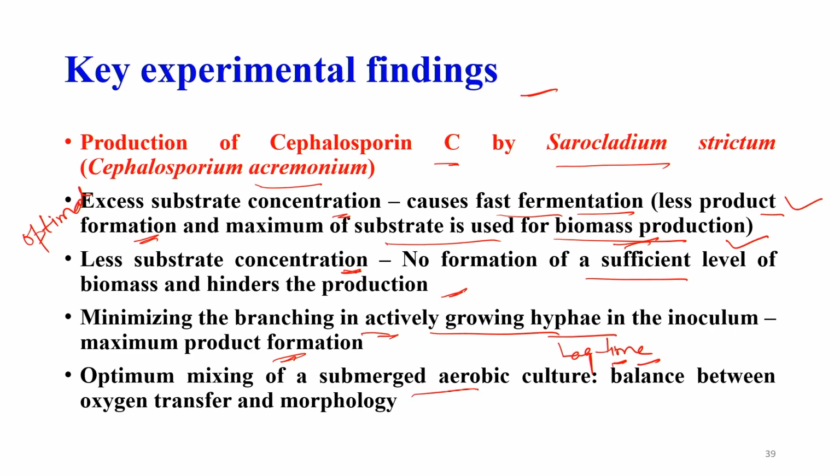Now, the third one is, as this is an aerobic culture, we go for submerged fermentation. Now, we require optimum mixing. Why? Because there should be sufficient oxygen transfer, and at the same time, a very high rate of mixing adversely affects the morphology, because when you apply force, particularly rigorous mixing, it promotes branching, which is believed to decrease the product formation.